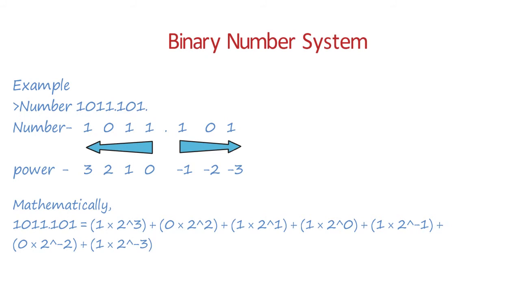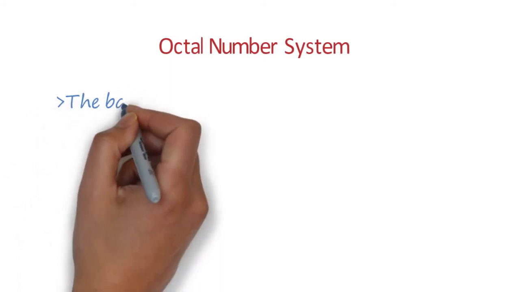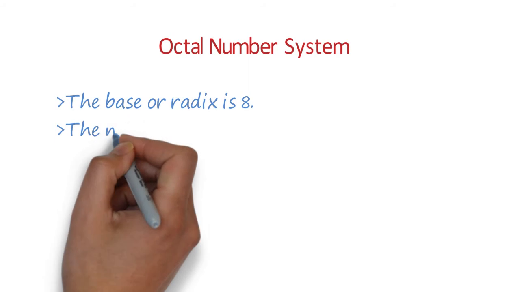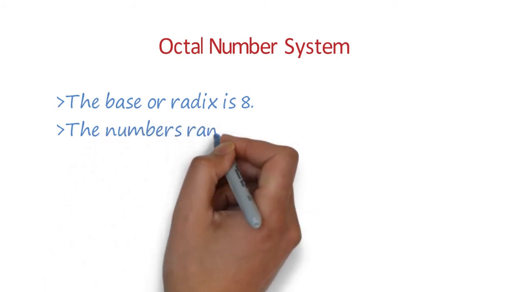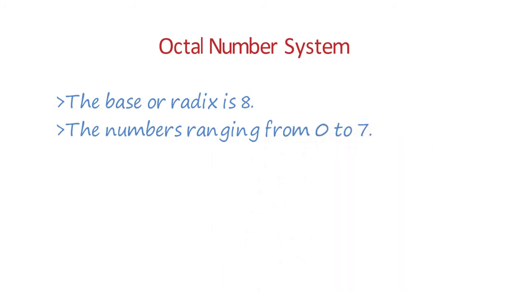After simplifying this RHS, we can get the equivalent number of 1011.101. Next number system is the octal number system. The base or radix of the octal number system is 8. So the numbers used in octal number system are 0 to 7. The part of the number that lies left of the octal point is called the integer part. Similarly, the part of the number that lies right of the octal point is called the fractional part.